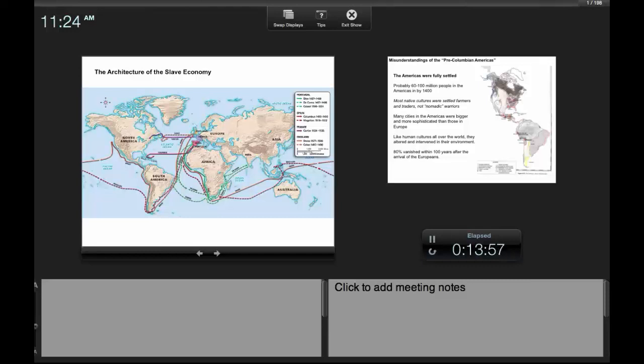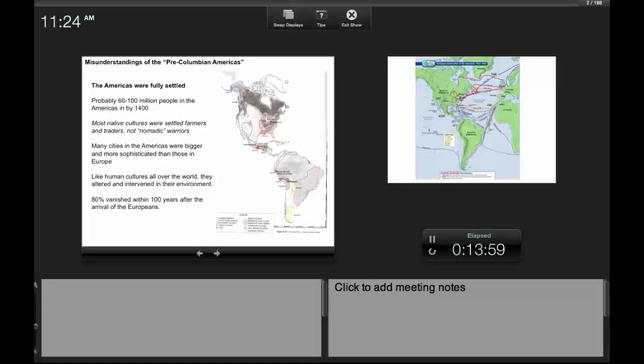Okay? So a couple of misconceptions about the Americas. There's a myth in the way we teach United States history that the Europeans arrived in the wilderness. That is false. There were basically 80 to 100 million people inhabiting the Americas. They were mostly settled farmers and traders for the most part. They didn't become mostly nomadic until they were driven to that once horses and guns were introduced and they were pushed off the coast.